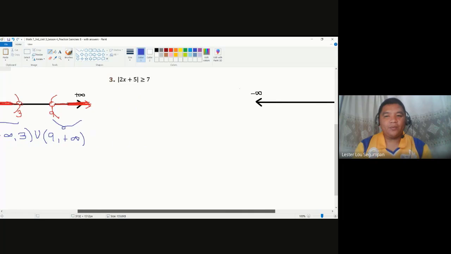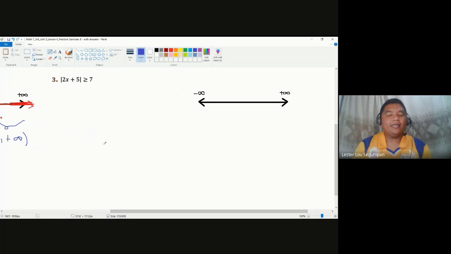This last example, we may again combine the understanding of item number 1 and item number 2. But first, let's apply the general format. So you have 2x plus 5 is greater than or equal to positive 7, or 2x plus 5 is less than or equal to negative 7.